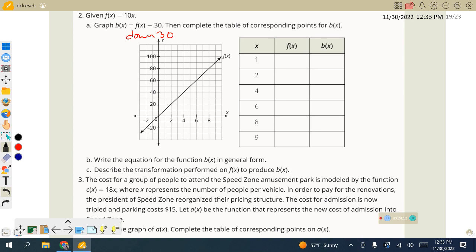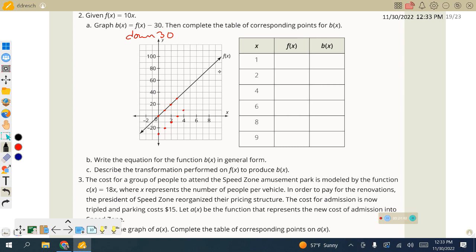So let's move that just carefully down 30 units. We're right here at the origin, go down 10, 20, and 30. We're right here at 10, going down 10, 20, and 30. We're up here at 20, going down 10, 20, and 30. And repeat that, 10, 20, and 30.